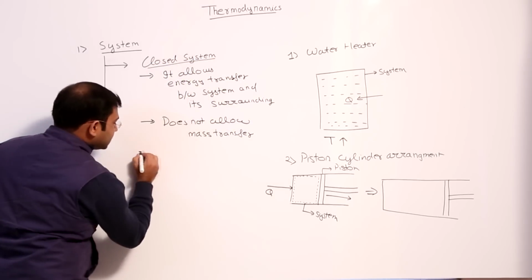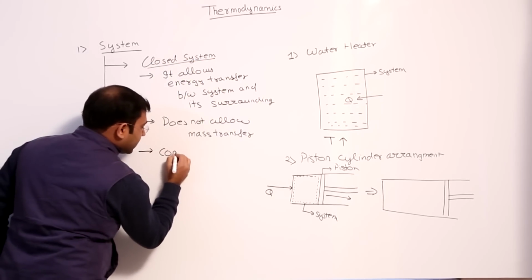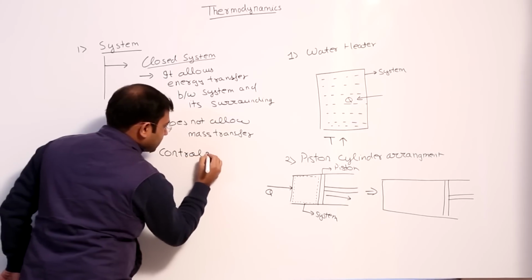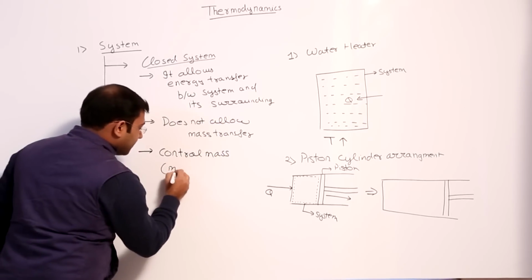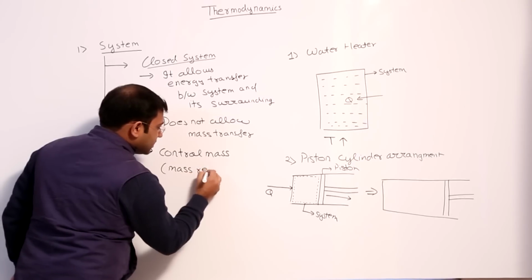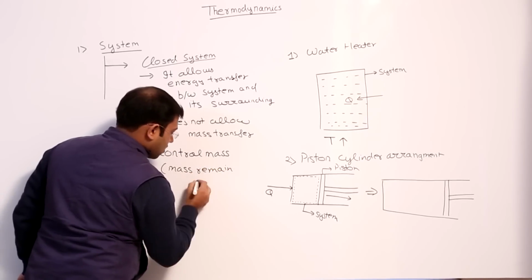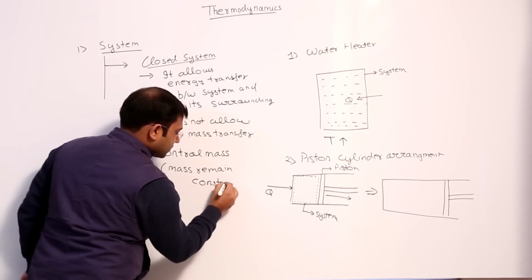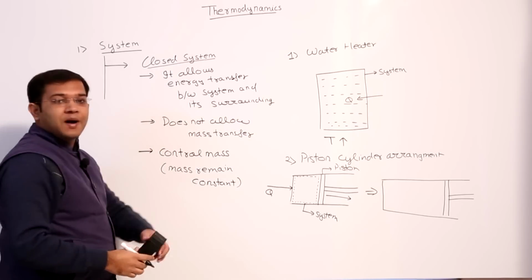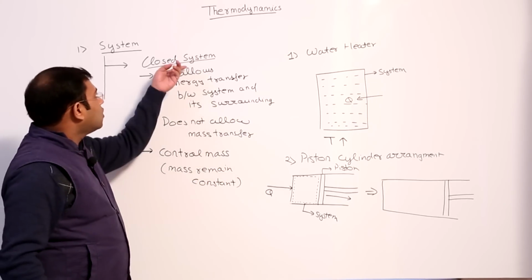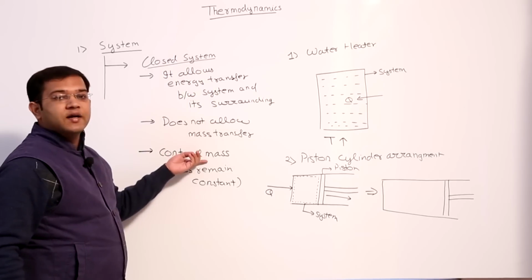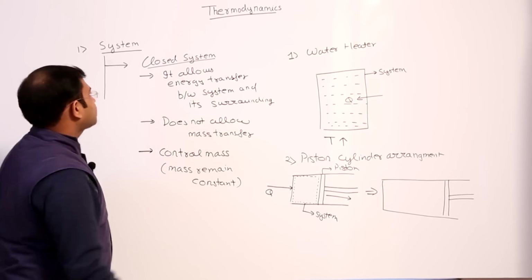And see, this system is also known as control mass. Why is it known as control mass? Because here the mass remains constant. See, there is no mass transfer, so here the mass remains constant. That's why a closed system is also known as control mass. Fine.